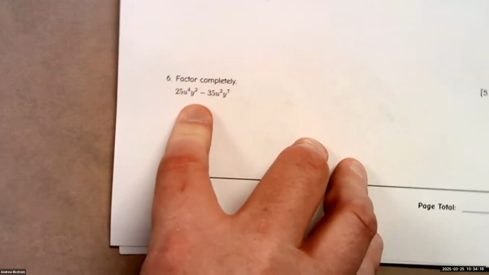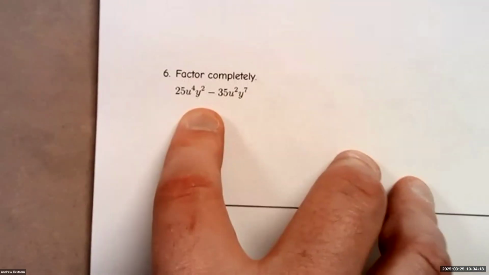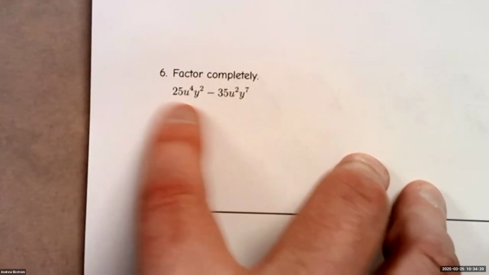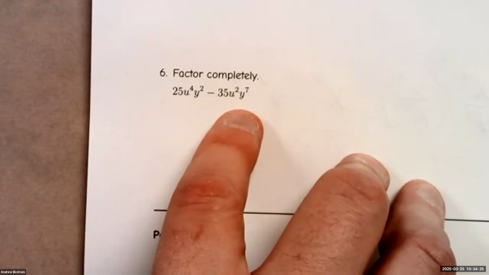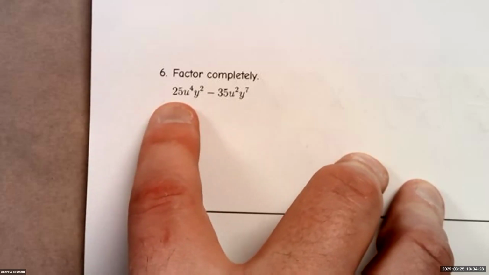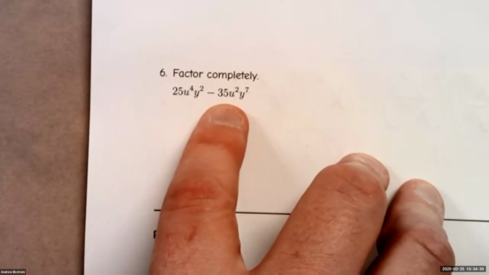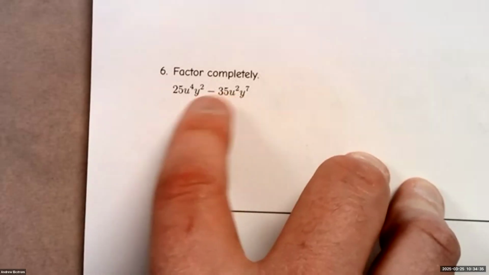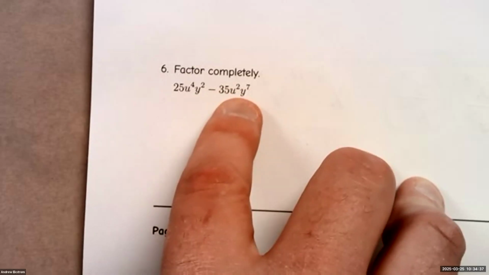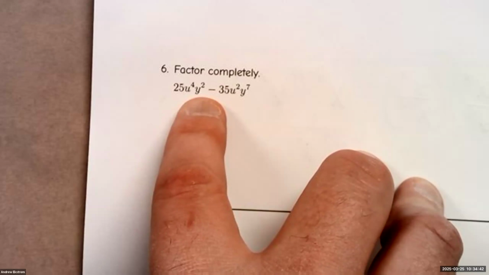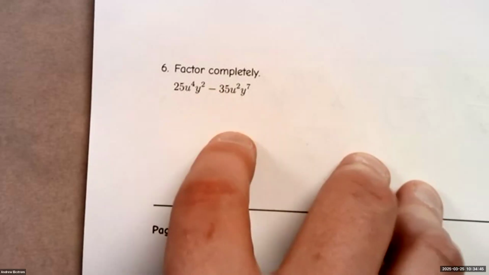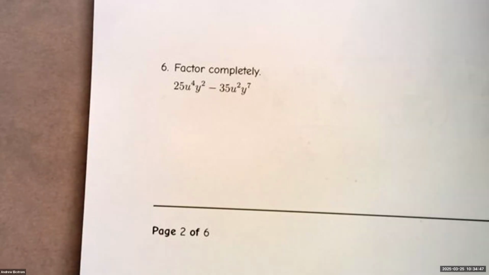For this one, is there a common numeric value I can pull out of these? What's a common numeric value in 25 and 35? At least 5, right? What's the largest value of u that I can pull out of both of these? It's going to be u squared. Largest value of y I can pull out of both of these. It's going to be y squared. So that's where the front part should be.